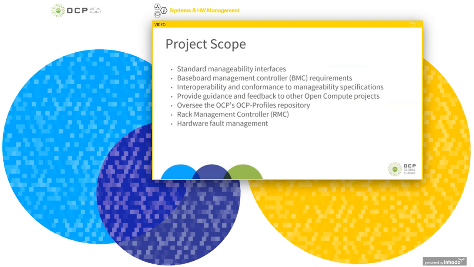The way this project is defined today, within the scope we have the standardization of manageability interfaces, which includes within the box as well as outside of the box. And a set of requirements for the baseboard management controller, which is typically the trusted management component on a platform. The project is focused on specifying the requirements and having an interoperable standard for communication from the BMC to other components, as well as communication with the BMC.